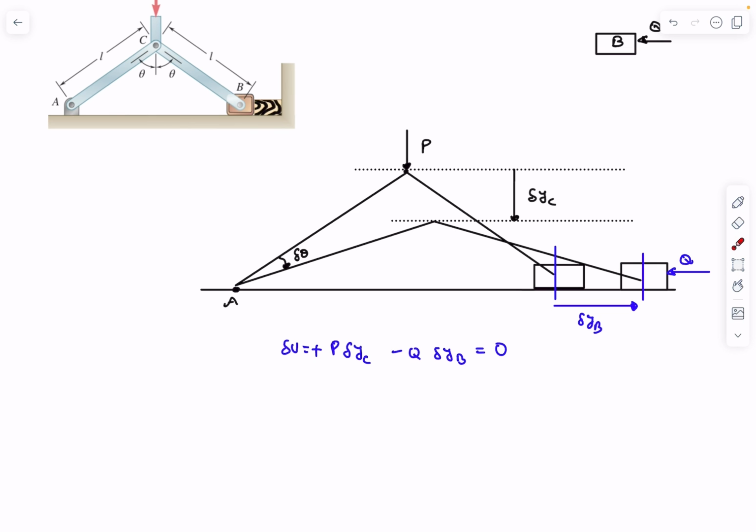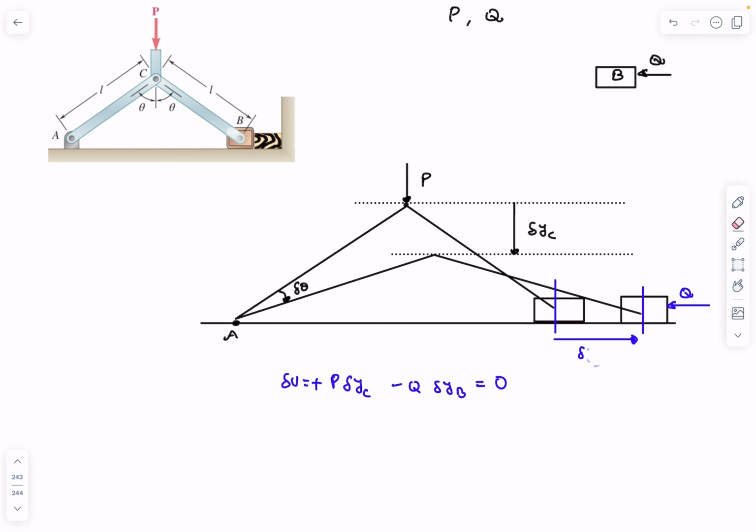So now we have to figure out what is del yc and what is del yb. I mean, I should have written del xb, right? Because its displacement is in the x direction. So let's just write it like that. So this is going to be del xb. So now let's figure this out.